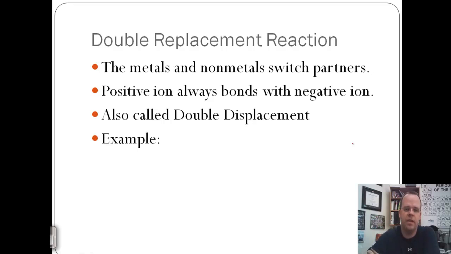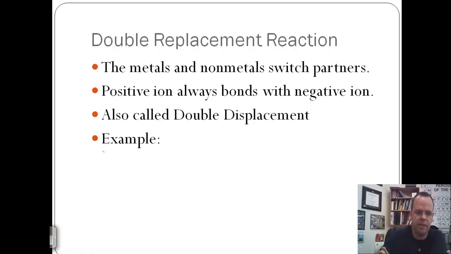Most precipitation reactions and most acid-base reactions are another type of reaction known as a double replacement. So it actually falls under both categories. You can have a double replacement reaction that's not precipitation, but pretty much the majority of our precipitation reactions will also be double replacement. In a double replacement reaction, the metal cations and the nonmetal anions are going to switch partners. So the positive of one compound is going to bond together with the negative of the other compound. It's always positive bonding with negative, and sometimes you see this called double displacement.